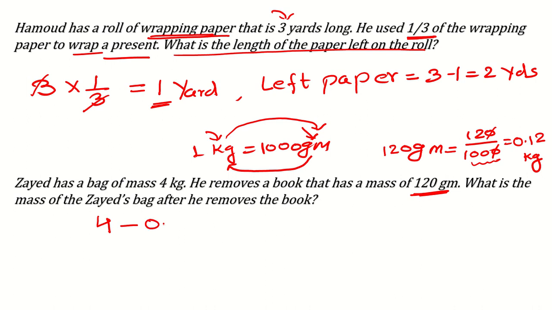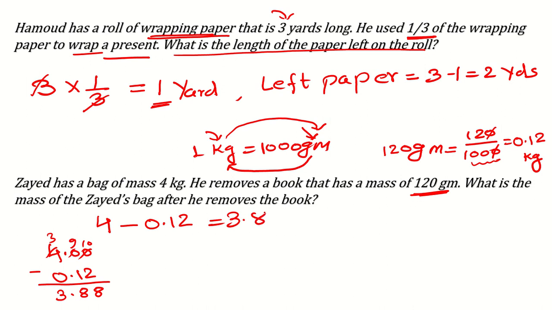So 4 minus 0.12. Just write it up and down so that you can understand in a better way. Now you see, in 4 you don't have decimal points. So what will you do here? Just put a decimal point and put zeros there. Now we are subtracting. We cannot subtract 2 from 0, so borrow 1 from here. It becomes 10, it becomes 9, it becomes 3. So 10 minus 2 is 8, 9 minus 1 is 8, and here comes 3. So the answer will be 3.88 kilogram.